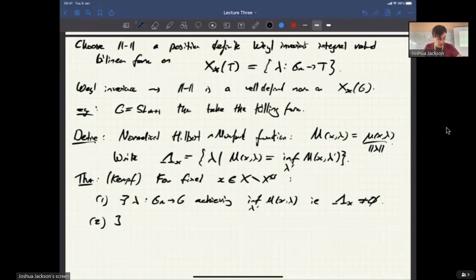The second part is, well, I've said it exists, so you might want to know, is it unique? And the answer is sort of.